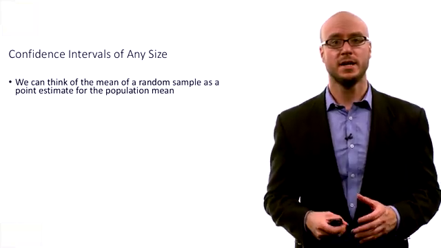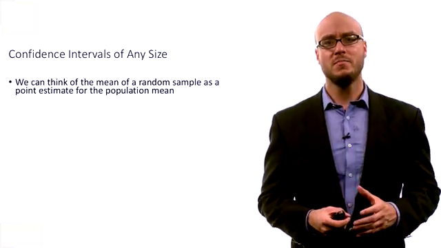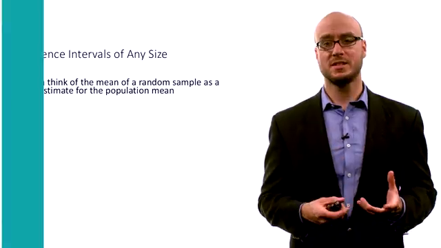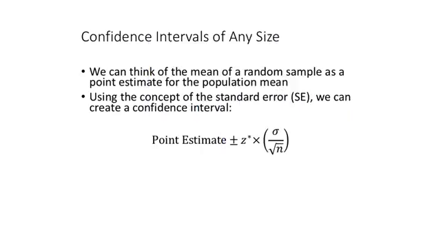Previously, we examined how to calculate approximate 95% confidence intervals. But what if you want to create a confidence interval that is an 80% or 90% confidence interval? Well, we can calculate confidence intervals of any size: 50, 80, 90, 95, 99%. Again, we can think of the mean of a random sample. It's just the point estimate for the population mean. It's our single best guess, without additional information, of the population mean mu.